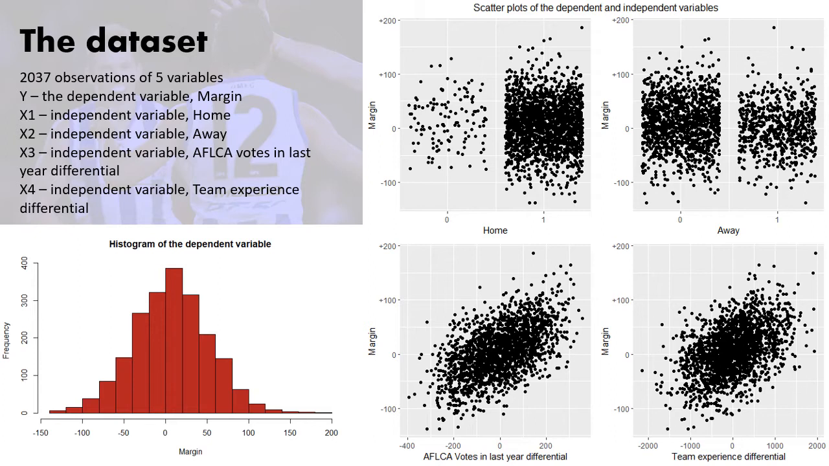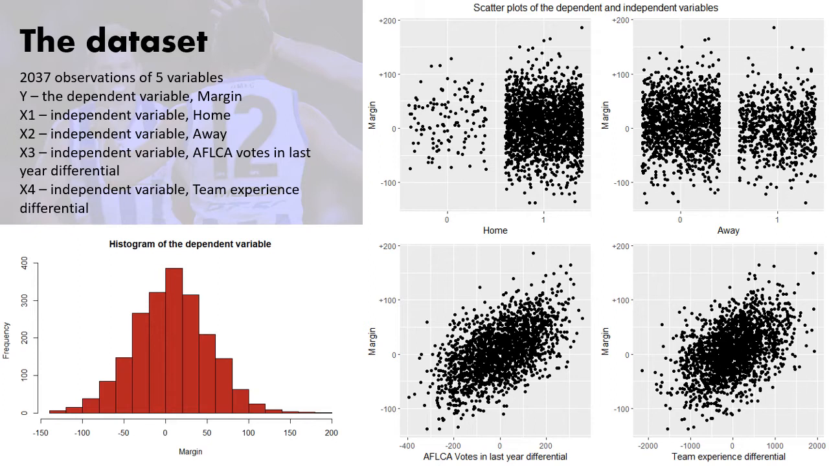The independent variables x1 and x2 record for the home and away teams respectively whether or not the match was played in their home state. If it was, then these variables take the value of 1. If not, they take the value of 0. The distribution of these variables can be seen in their scatter plots.